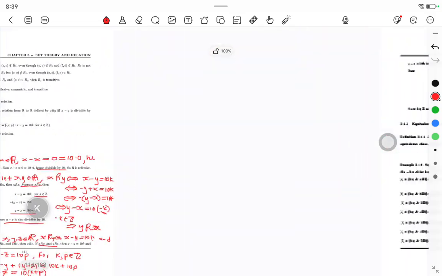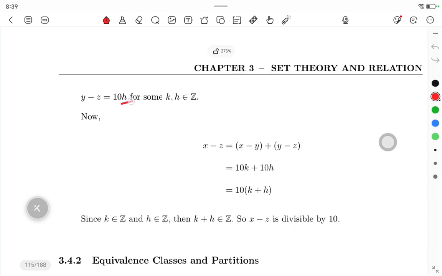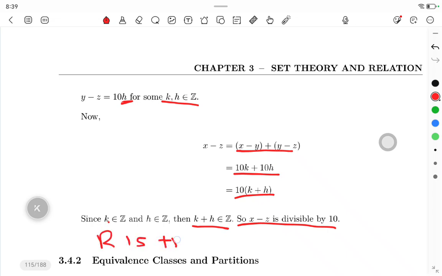Let me see. Yeah, here they just, instead of p, they chose h, which you can still do. For some k, h elements of the integers, we add them. Then we will find that this is equal to 10k plus 10h. Then you factor out the 10. You find that indeed k plus h is an element of the integers, which means that this is divisible by 10. If that is the case, then it means that R is transitive. You must state that.